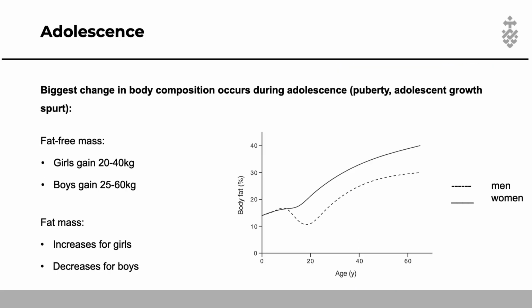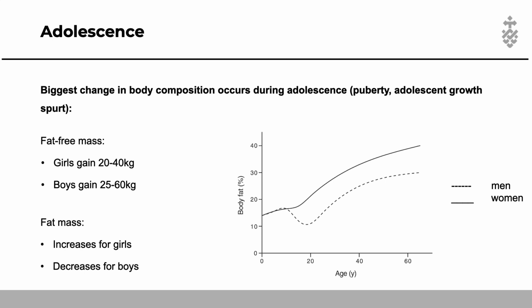Now, the largest change in body composition occurs during the adolescent growth spurt, which occurs around puberty. We already saw that this puberty time results in peak rates of growth for both height and weight. So over a 10-year period, 5 years before the adolescent growth spurt and 5 years after, girls can gain approximately 20 to 40 kilograms of fat-free mass, so muscle, bone, organs. And then boys can gain more fat-free mass, at around 25 to 60 kilos within that 10-year period surrounding the growth spurt. And that's due to a rapid increase in muscle mass, in organ size, bone density, and water.